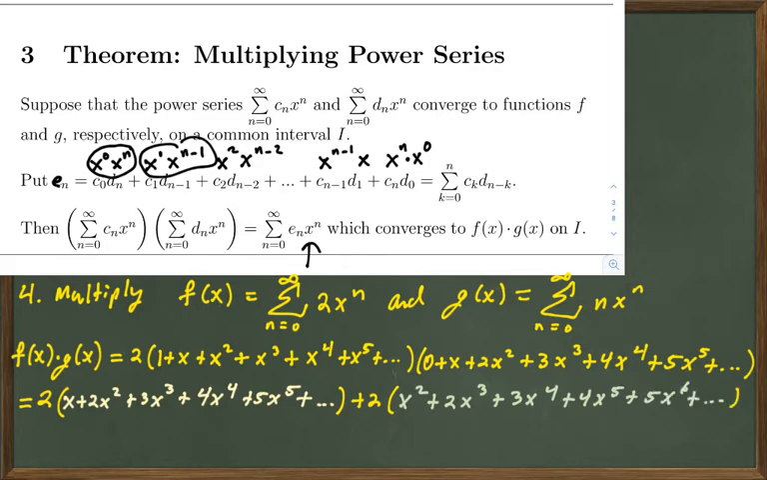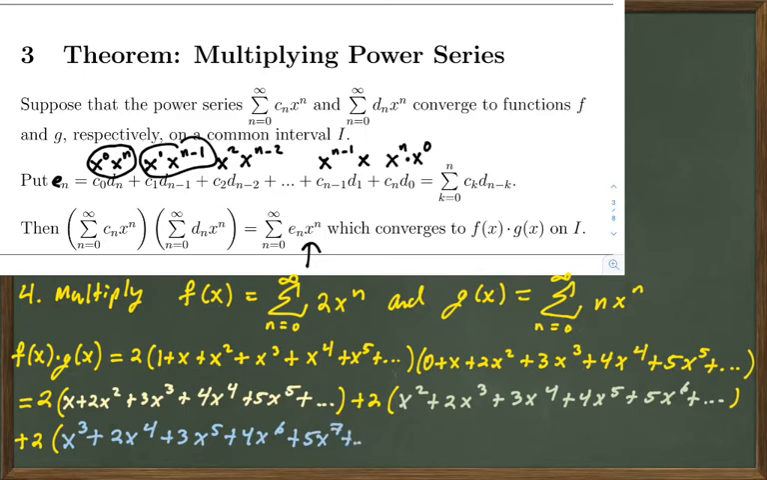And then we're going to multiply everything by the x squared in the second series. So then it gives us x cubed plus 2x to the 4th plus 3x to the 5th plus 4x to the 6th plus 5x to the 7th.